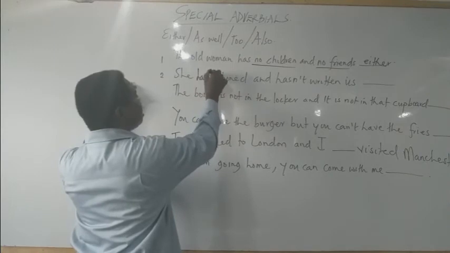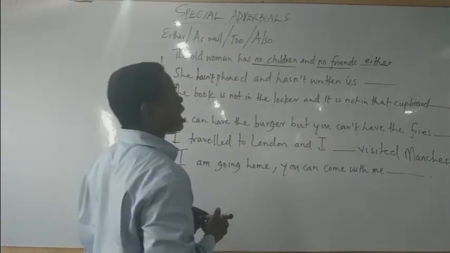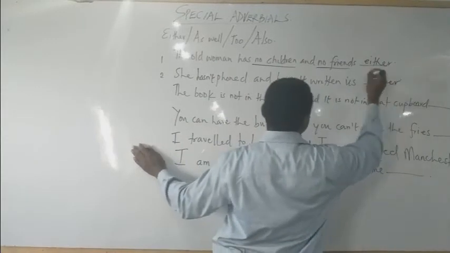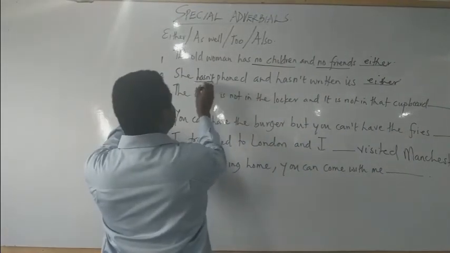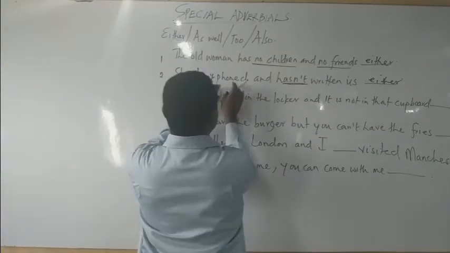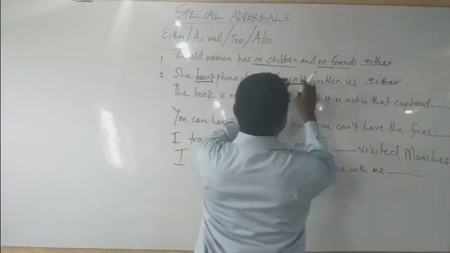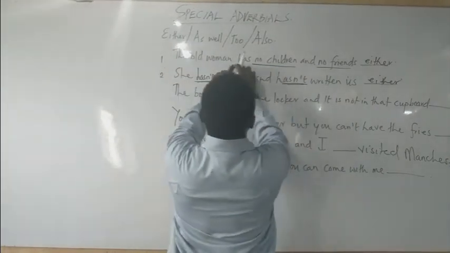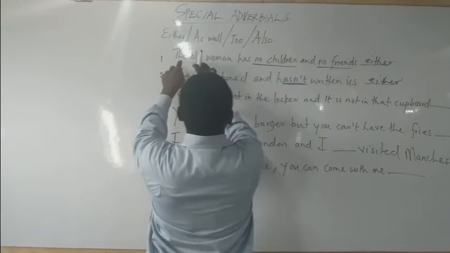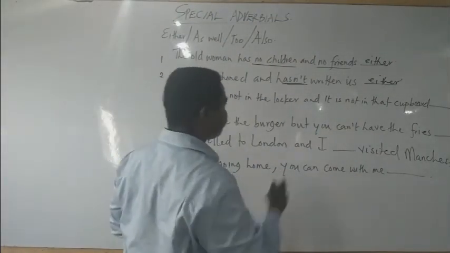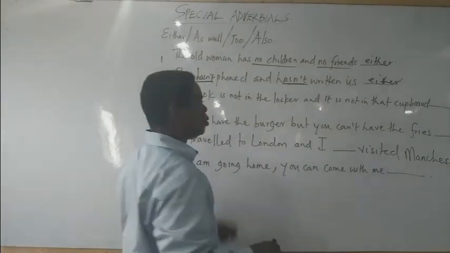Number two, she hasn't phoned and hasn't written us. Answer is what? Either. This one will still also be what? Either. Why? Hasn't. First one negative. Second one negative. So two clauses. She hasn't phoned, first clause. She hasn't written us, second clause. Here, first clause: the old woman has no children. Second clause: the old woman has no friends. Take note. So when you have two clauses that are both negative, the answer is what? Either.